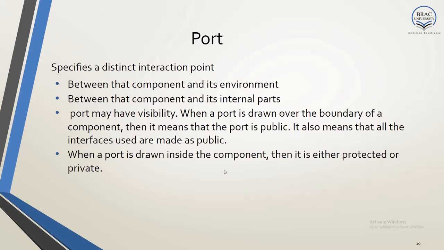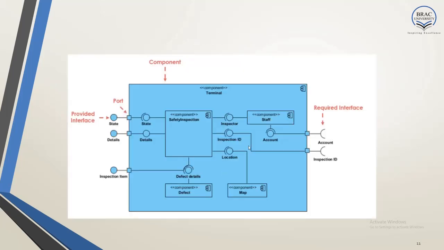When it's drawn over the boundary of a component, it means that the port is public, and also means that all the interfaces that are connected to that port are also public. And when it is drawn inside the component, then it is either protected or private. So this is an example or a figure where we can see the implementation of a port. So here is a port. The notation of a port is given by a rectangle on top of the component boundary. It may be here or it may be inside as well.